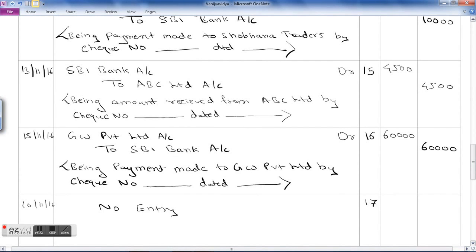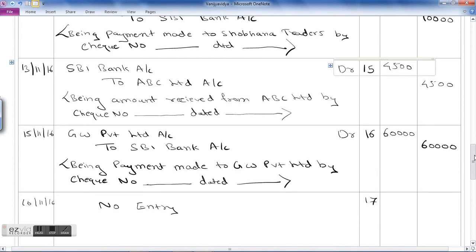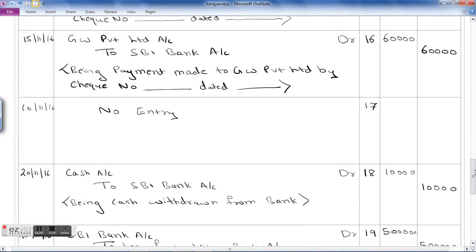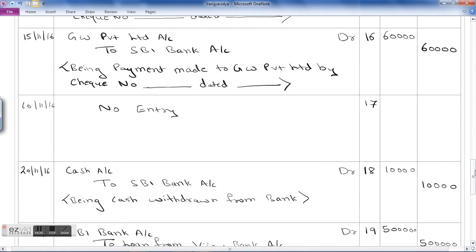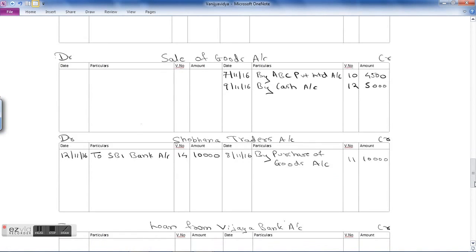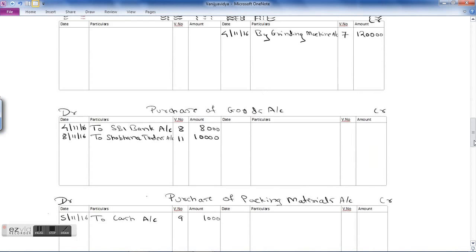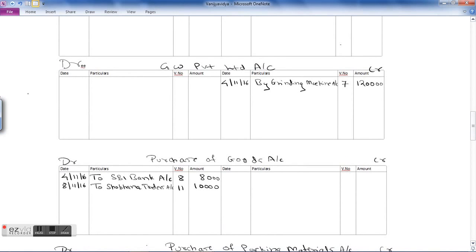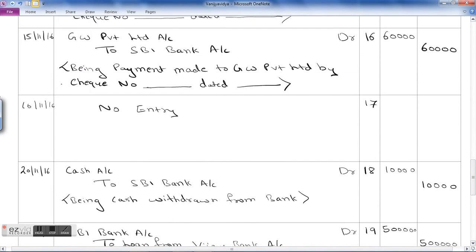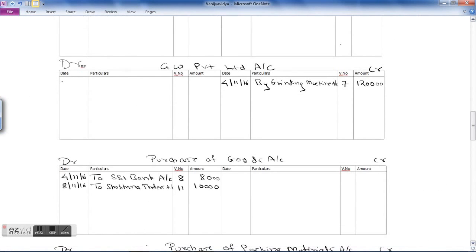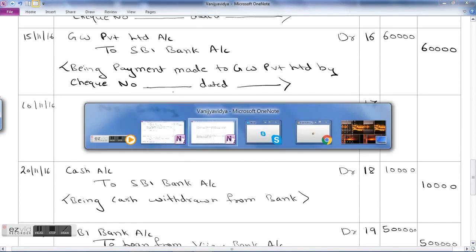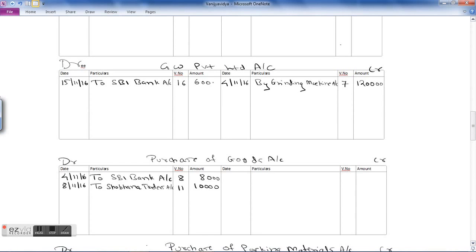Okay, next, GW private limited account debit to SBI bank account, and amount is how much? 60,000. Okay, so let's go to GW private limited account. Where is it? GW private, yeah, here it is. GW private limited account debit. Okay, so what date is 15/11/2016 to SBI bank account. Voucher number is 16, amount is 60,000.